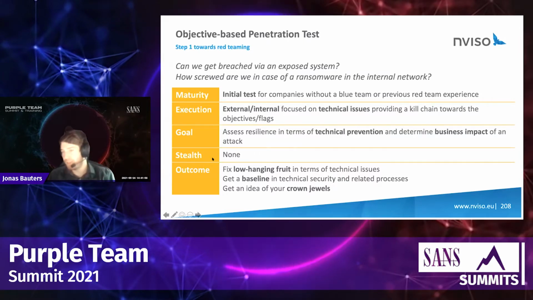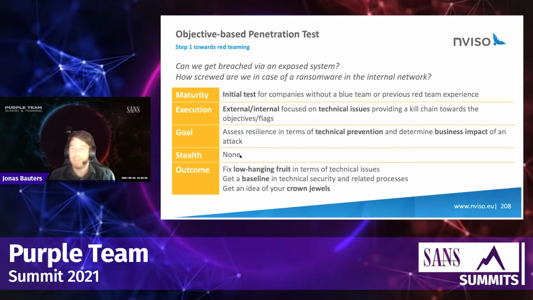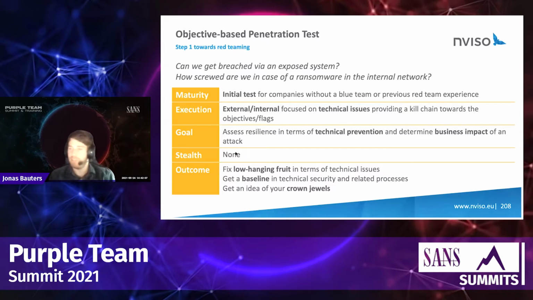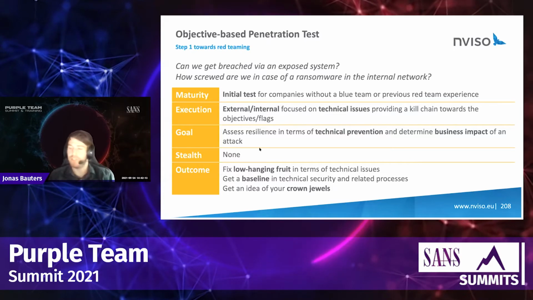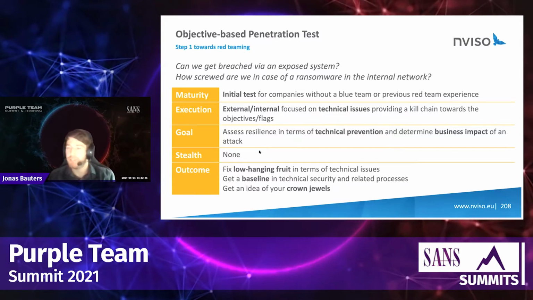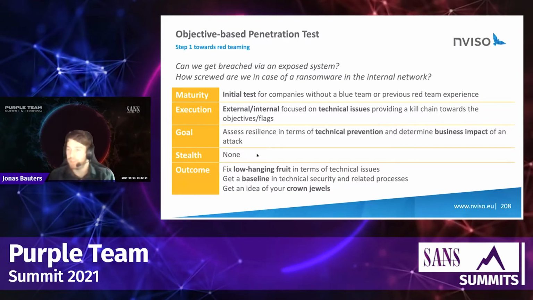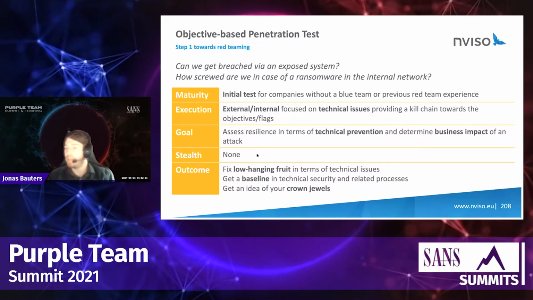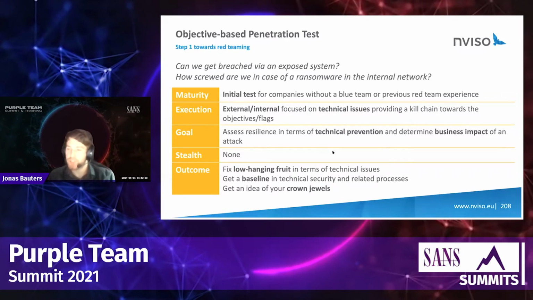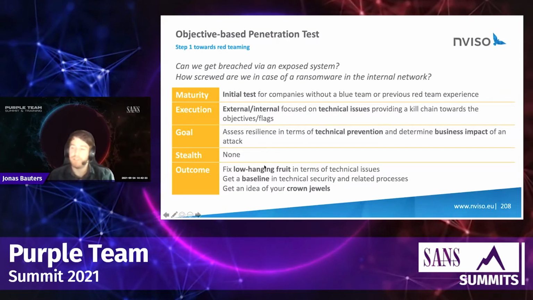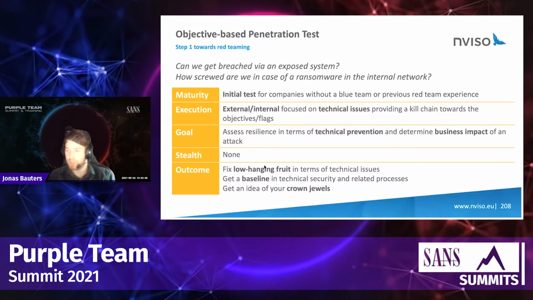In terms of stealth, we don't really consider this to be a stealthy exercise. We just want to get there as fast as possible, even if that means running a vulnerability scan to find an EternalBlue to exploit. If it helps advance the kill chain, then that's fine for us in this type of exercise. So the outcome here should be that our client gets to fix the low-hanging fruit in terms of technical issues, things that easily or quickly help us advance our kill chain, and to give them an idea of their technical security baseline and help them improve those technical processes already.